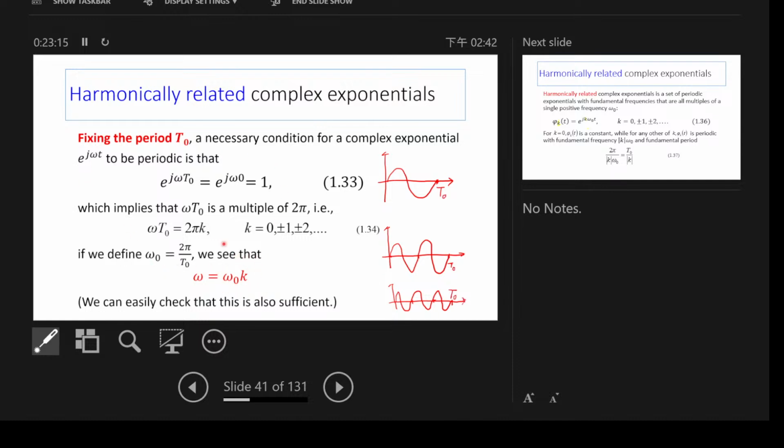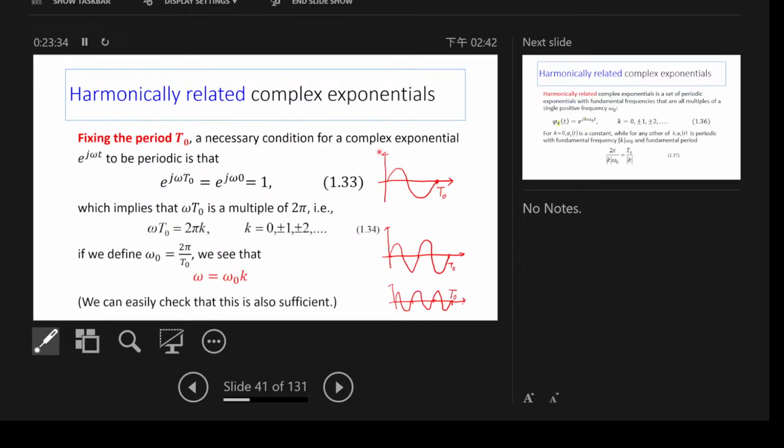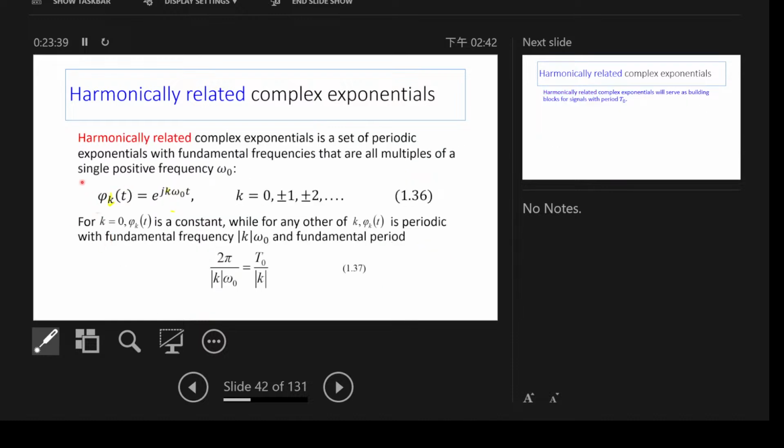We derived this as a necessary condition for omega, but you can easily check that this is also sufficient for t naught to be a period of e to the j omega t. Okay, you can check it easily yourself, but the idea is that you just squeeze more and more periods between 0 and t naught. Okay, so harmonically related complex exponentials are exponentials that have frequencies that are integer multiples of this frequency omega naught.